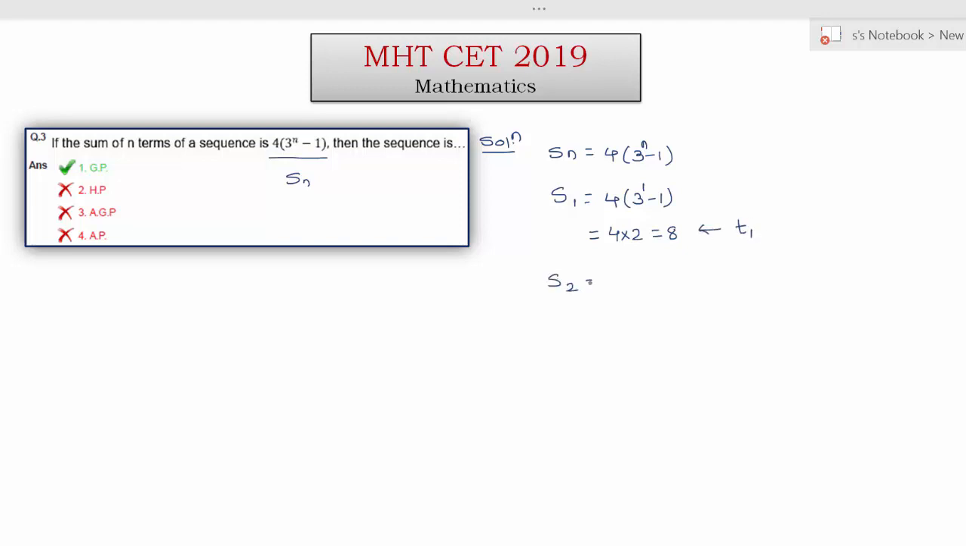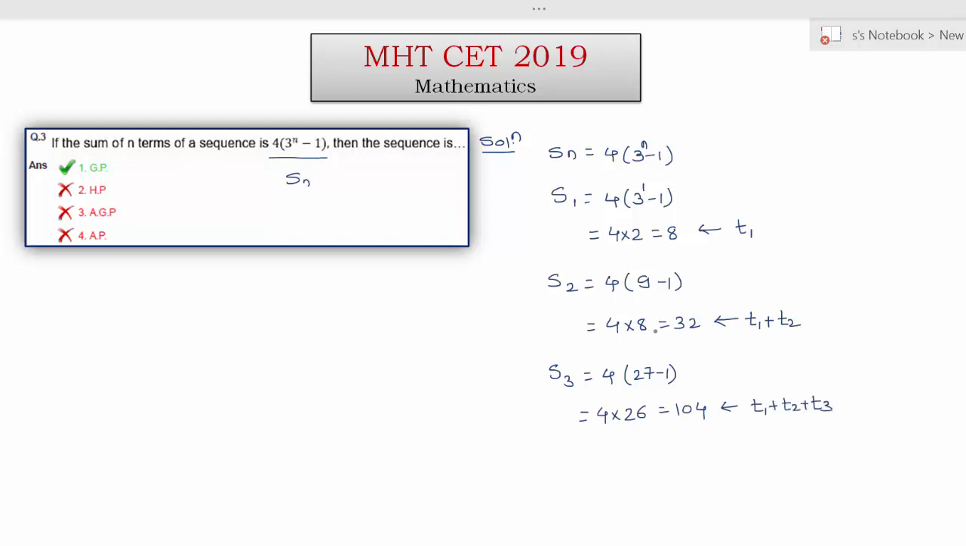Now S2 is when we put n equal to 2, we get 4 into 3 square, that is 9 minus 1. This is 4 into 8, that is 32. This S2 is sum of two terms, that is T1 plus T2. S3 will be when we put n equal to 3 in the formula of Sn, we get 4 into 3 cube, that is 27 minus 1. So this is 4 into 26, which is 104. This is T1 plus T2 plus T3.